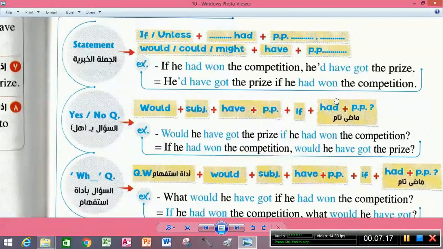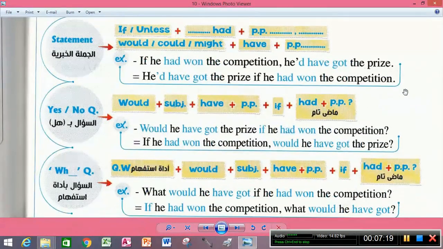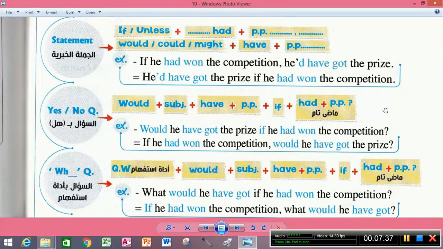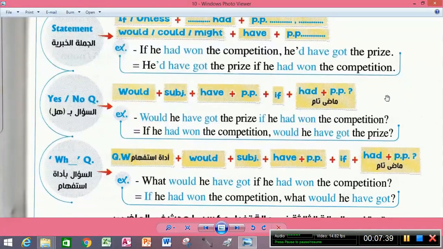It would be would or could or might plus have plus past participle. If he had won the competition, he would have got the prize. We can exchange: he would have got the prize if he had won the competition. Again, we make one part into question form. I don't change both parts. One part I change into a question. Would he have got the prize if he had won the competition? If he had won the competition, would he have got the prize? So you change only the part concerned with would.